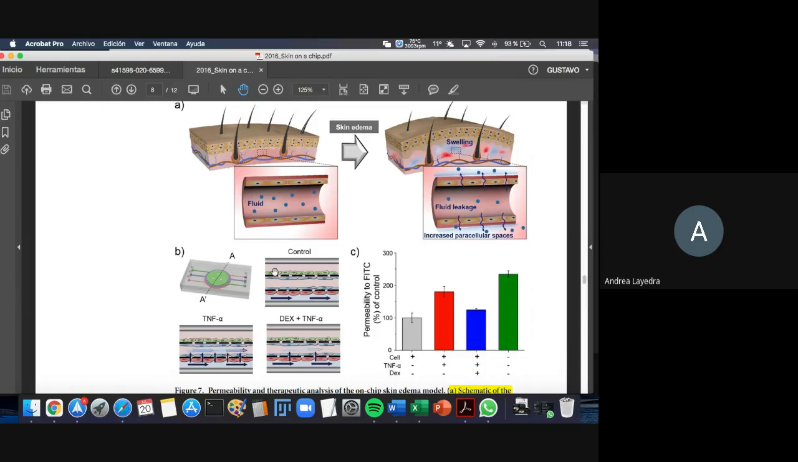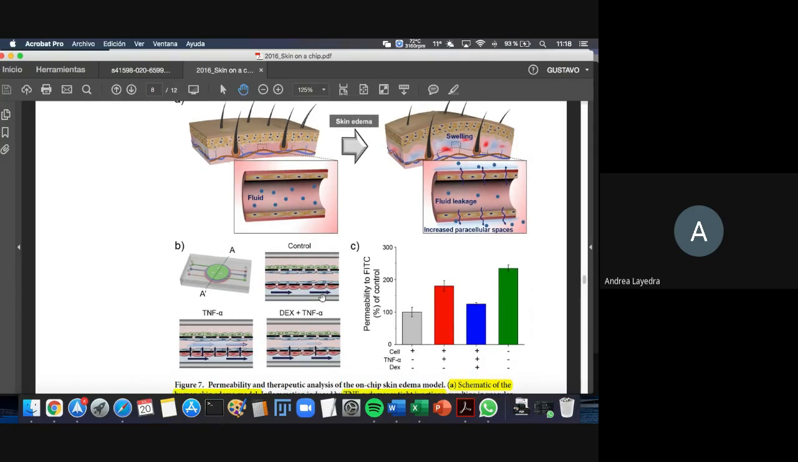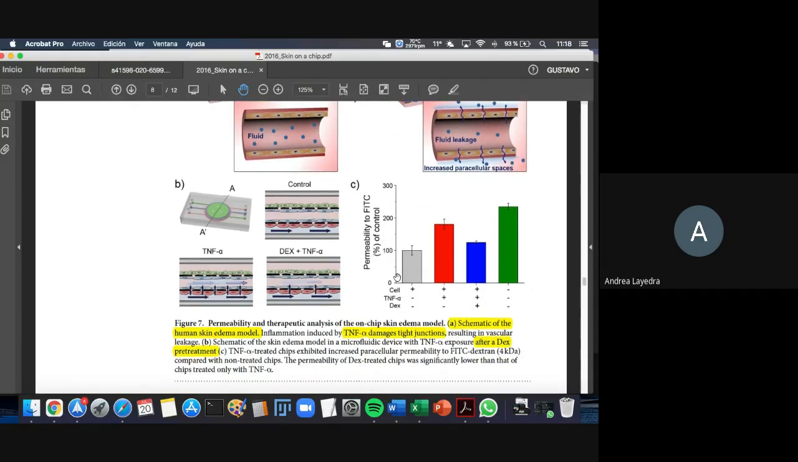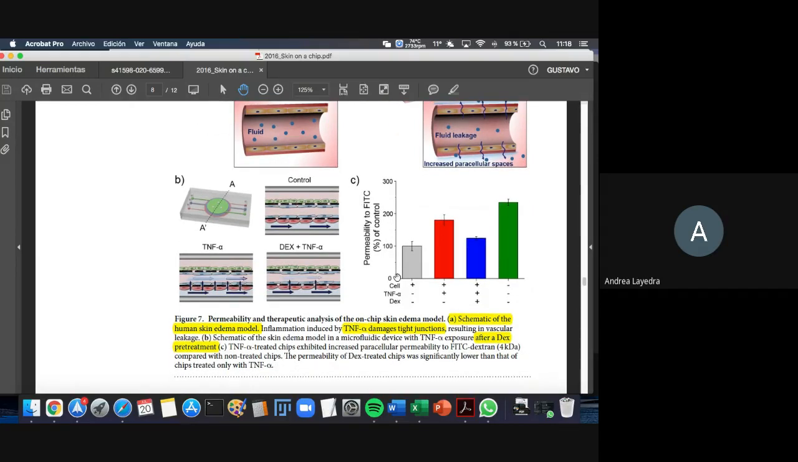The idea is to replace the animal experiments, because this chip is promising, for example, for the cosmetic industry and for analyzing different pharmaceutical products for inflammation. Okay, thank you very much.